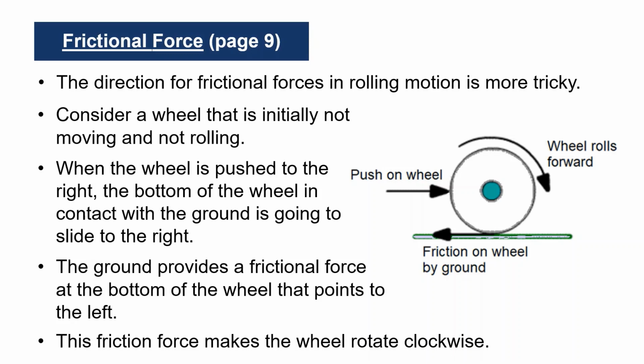So at the point of contact, which is at the bottom, you can see that the wheel wants to move to the right because of the pushing force. Now friction will therefore oppose this movement, and therefore friction will point to the left. So there is a frictional force that points to the left, and this will make the wheel rotate clockwise, because once you have this frictional force applied here, this will set up a turning moment that will make it rotate clockwise.